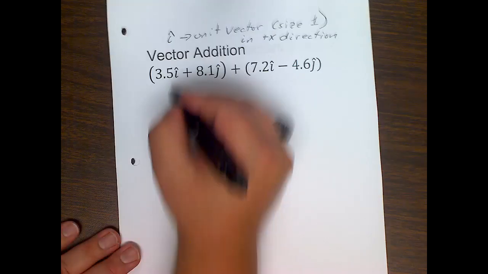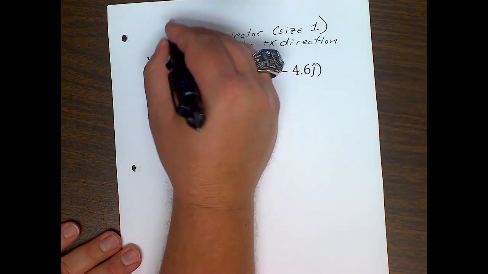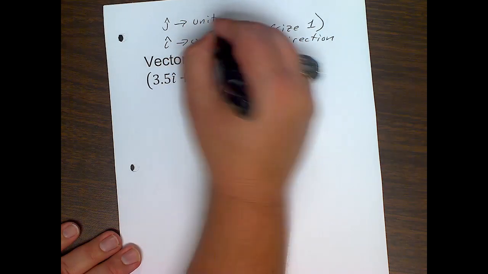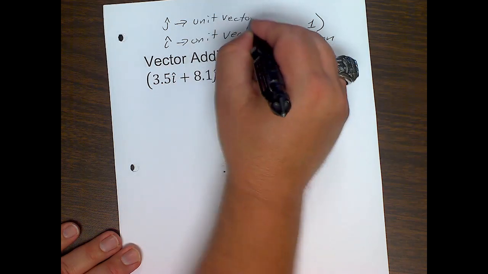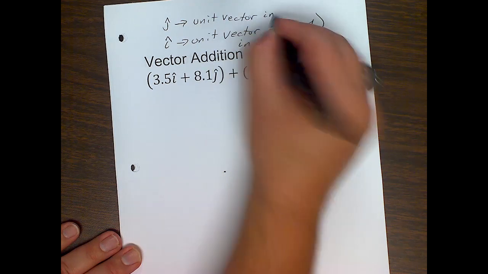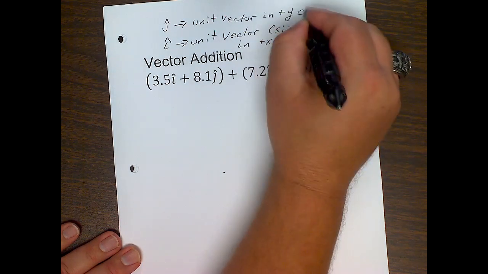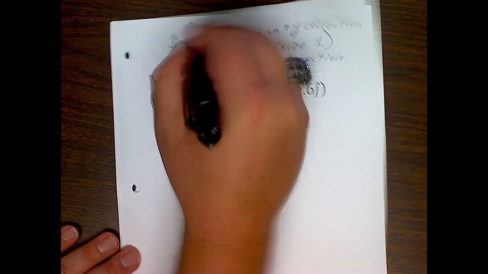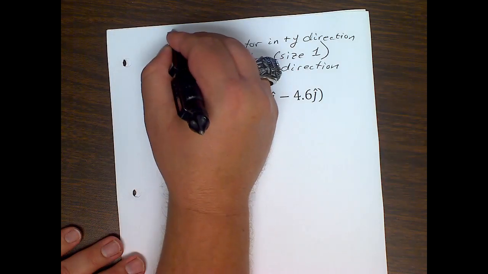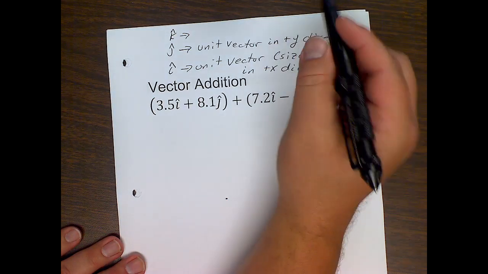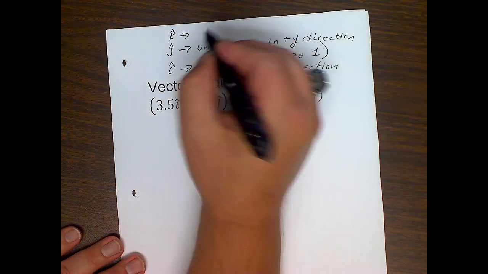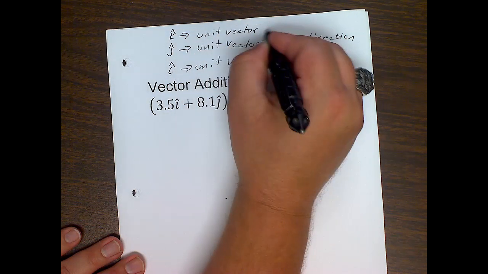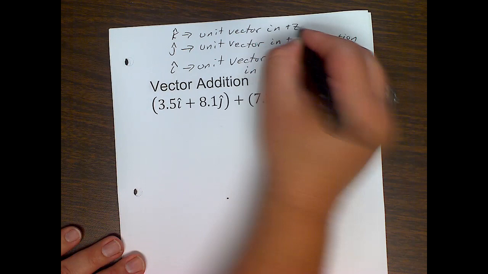And the j, or j hat, is a unit vector in the plus y direction. The k hat, and we won't use it exceedingly so, but we do use it occasionally, is a unit vector in the plus z direction.